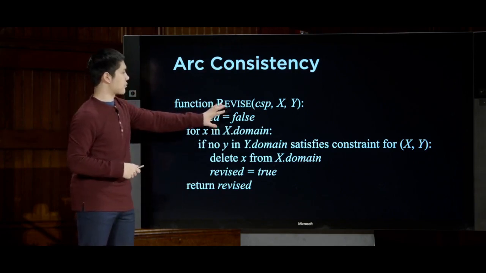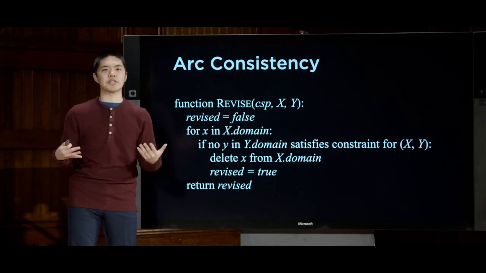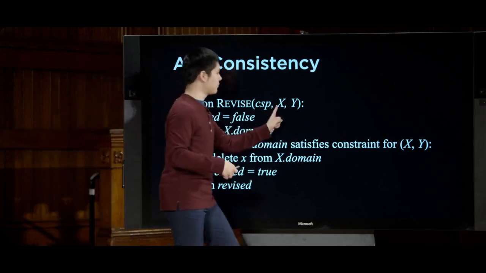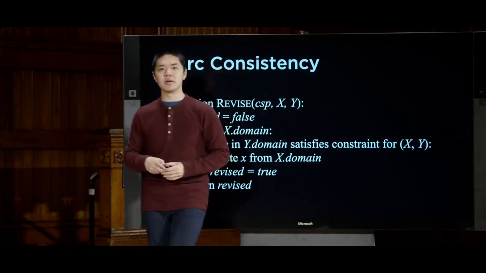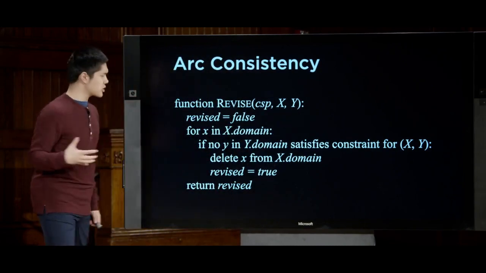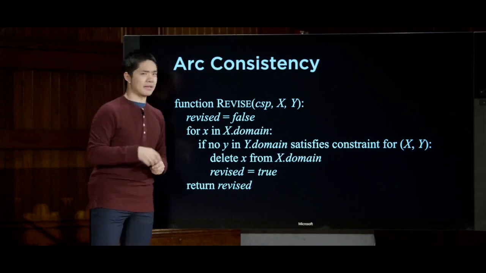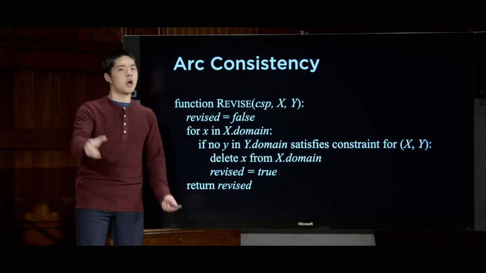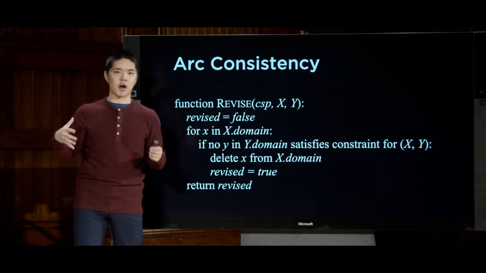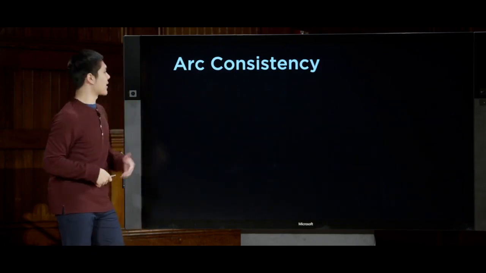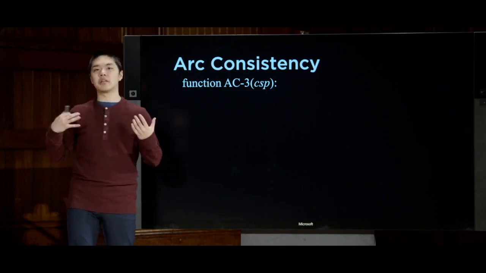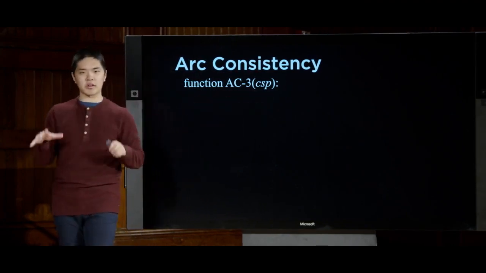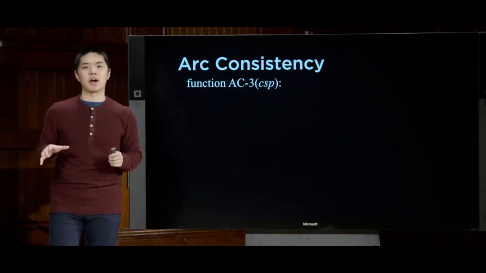So this revised function is effectively an implementation of what you saw me do graphically a moment ago, and it makes one variable, x, arc consistent with another variable, in this case y. But generally speaking, when we want to enforce arc consistency, we'll often want to enforce it not just for a single arc, but for the entire constraint satisfaction problem. And it turns out there's an algorithm to do that as well, known as AC3. AC3 takes a constraint satisfaction problem and enforces arc consistency across the entire problem.